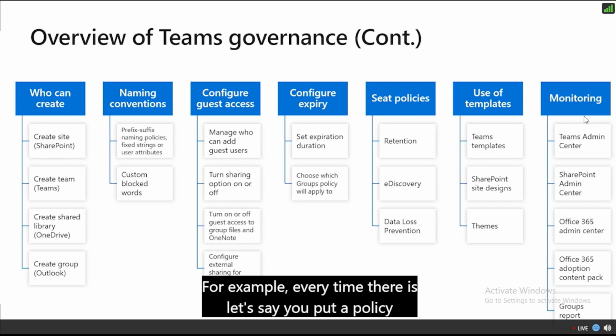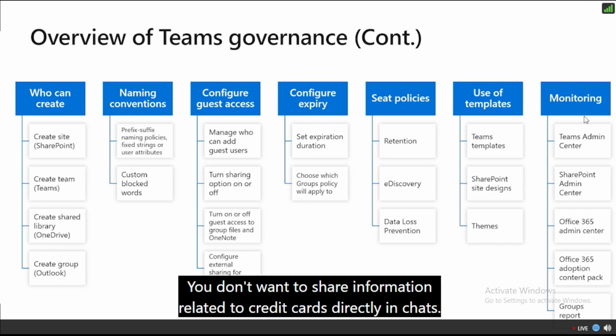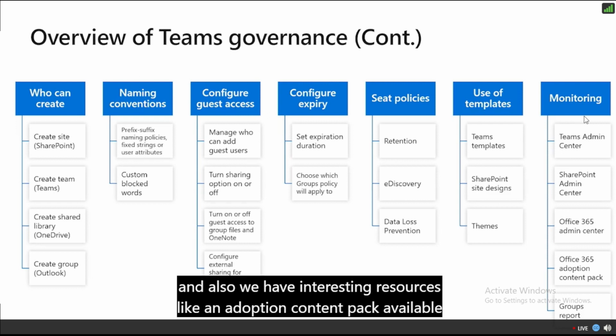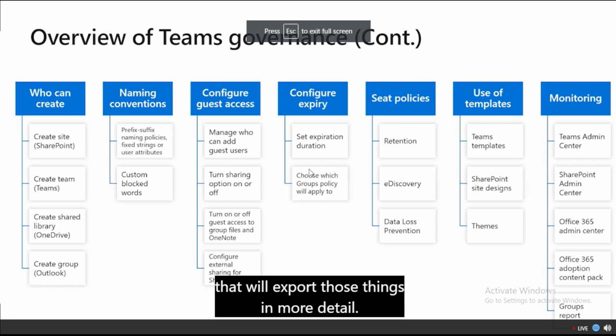For example, let's say you put a policy to filter PCI records, so you don't want to share information related to credit cards directly in the chat. If someone tries to share this information, definitely this can be flagged and it can send you an alert over email. And also we have interesting resources like an adoption content pack available, and also those reports that you can get access to. Definitely we'll explore those things in more detail.